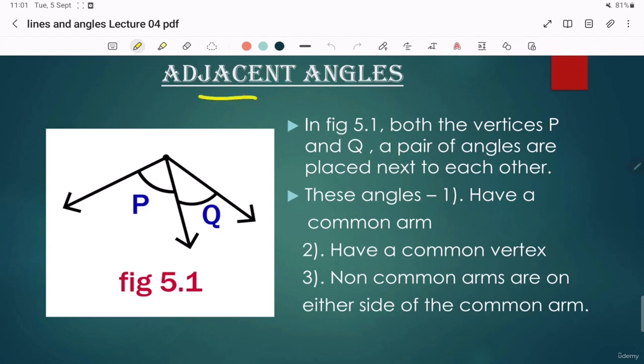Hi everyone. Today we will see what are adjacent angles. Now first of all, let's see what is vertex and what is arm.